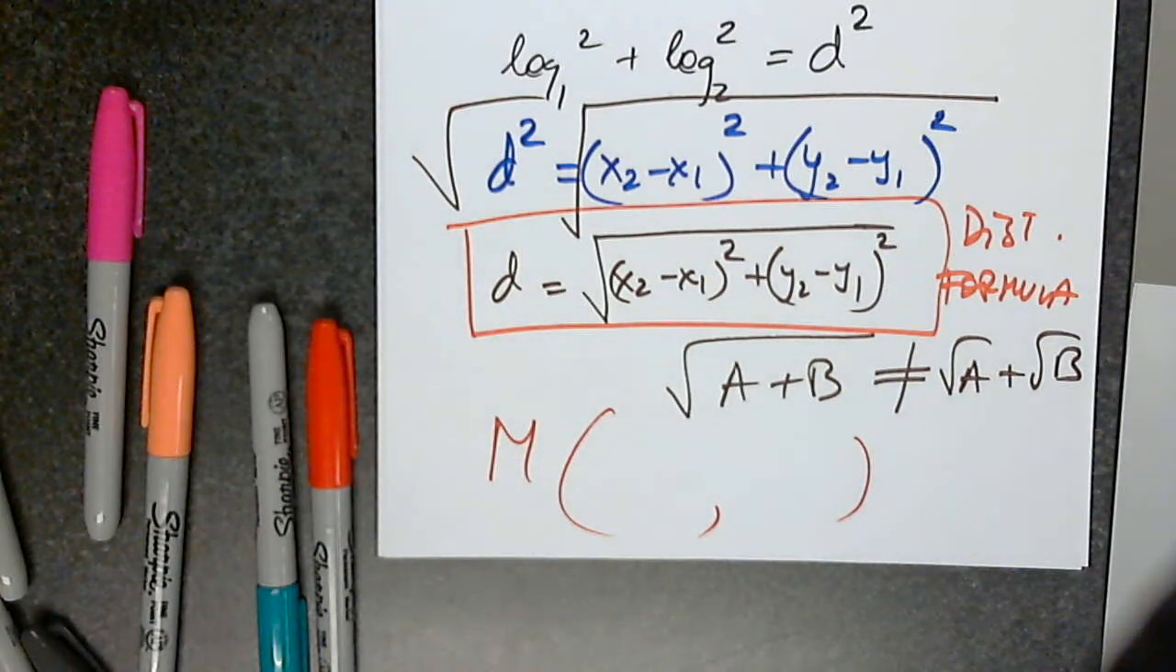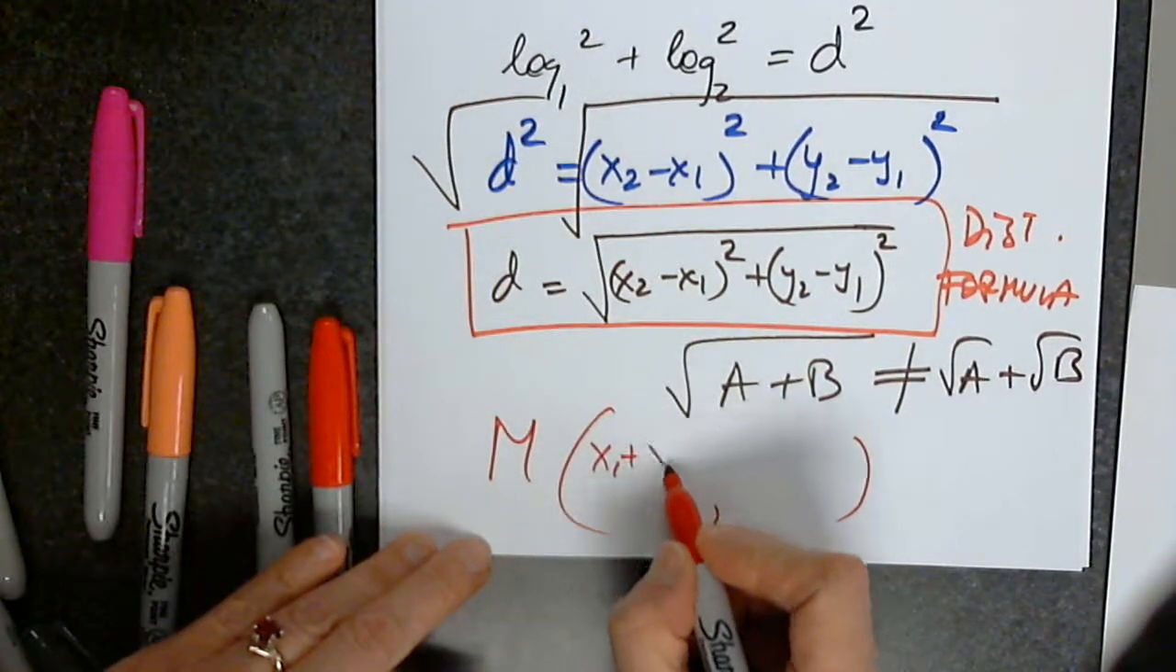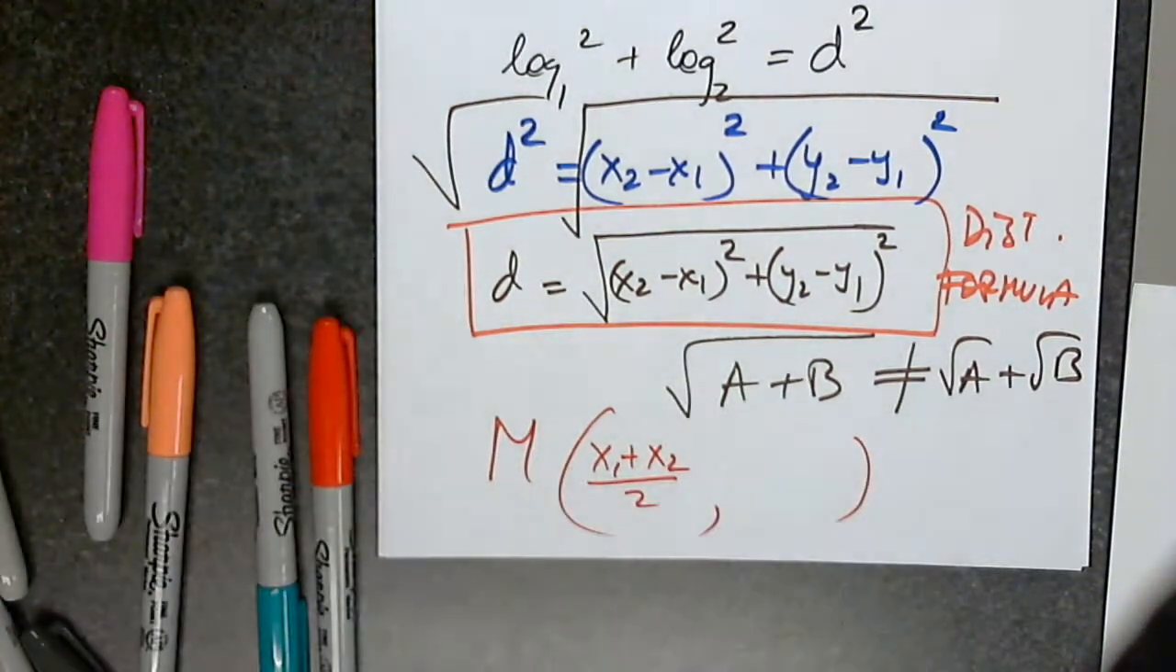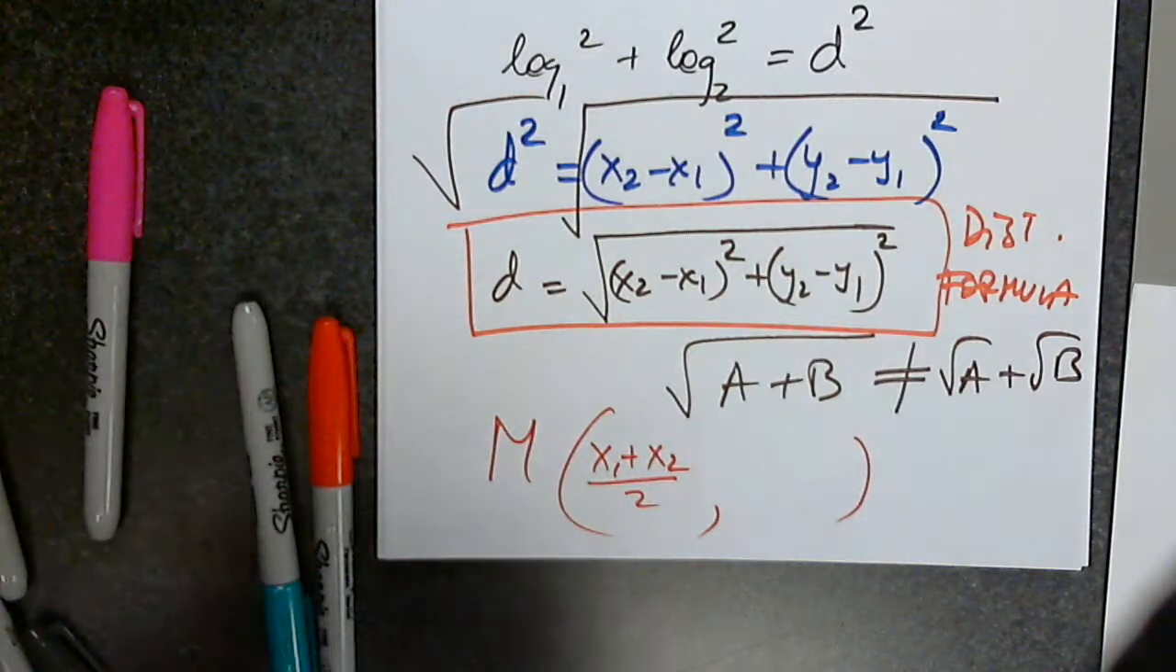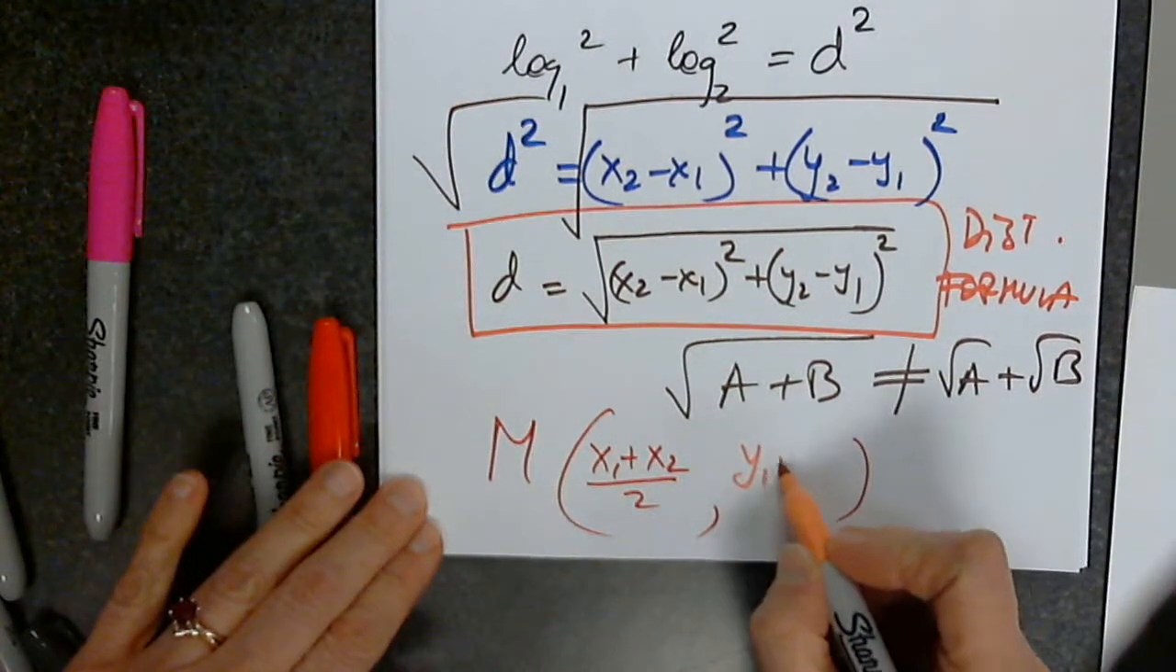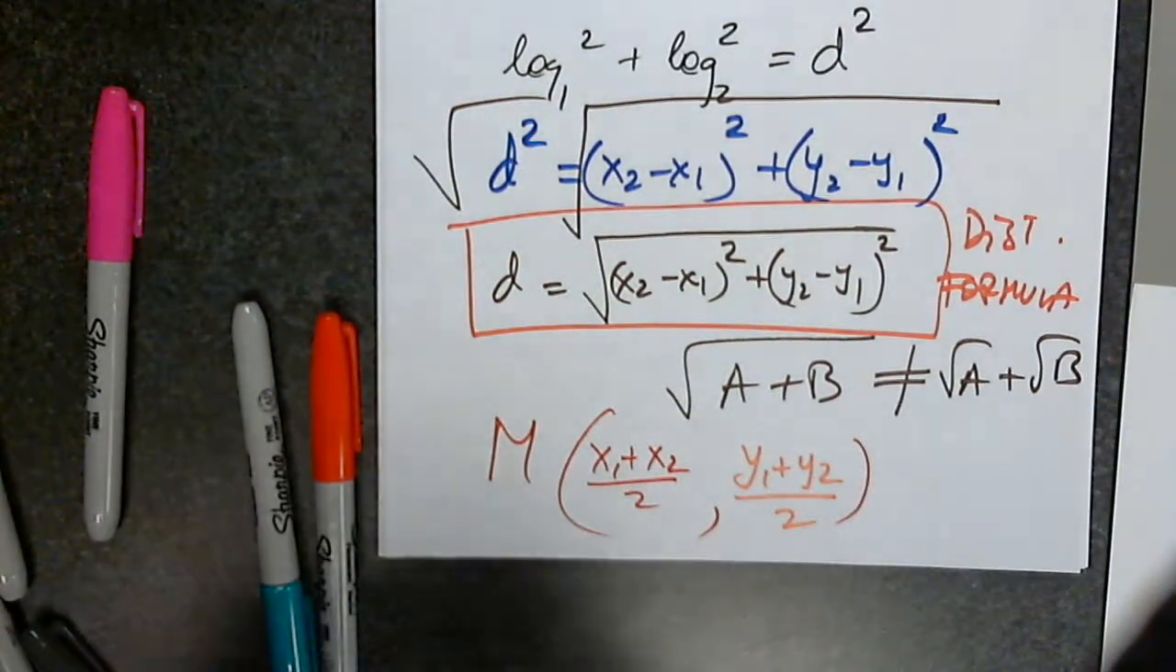So I have x1 and x2. How do I determine the average? Add them and divide by 2. That's it. x1 plus x2 over 2. I have y1 and I have y2. How do I get the average? The same. y1 plus y2 over 2.